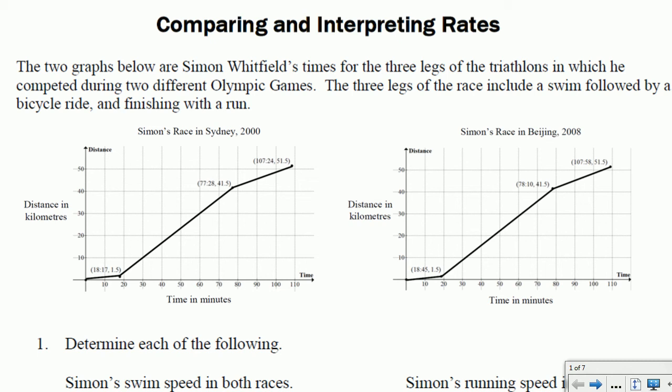Hello everyone. Today we're starting the proportional reasoning unit, and today we're going to be comparing and interpreting rates. So the two graphs below are Simon Whitfield's times for the 3 legs of the triathlons in which he competed during 2 different Olympic Games. The 3 legs of the race include a swim, followed by a bike ride, and finishing with a run.